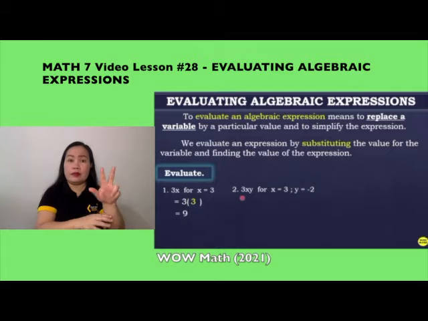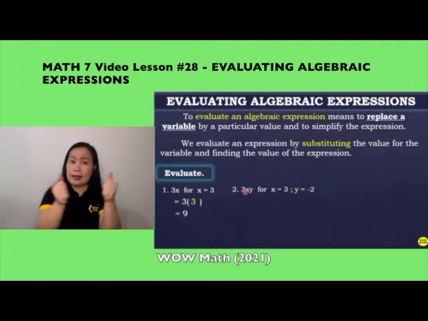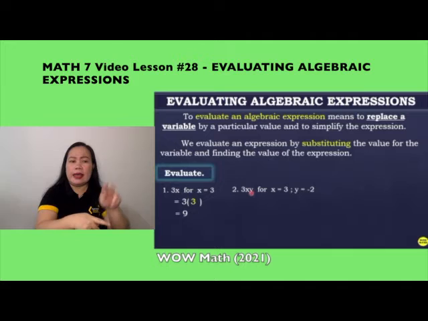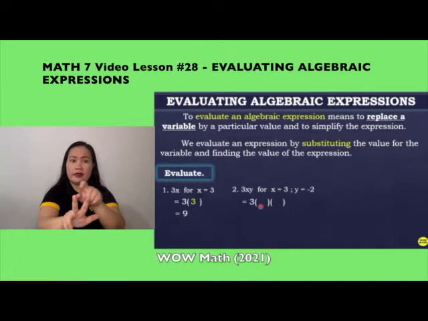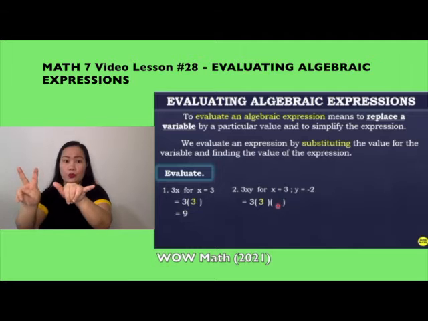So, again, this is still multiplication. Again, when they are beside each other, it means multiplication. Copy your given, and then replace x and replace y. Your x, the given is 3. Your y is negative 2.